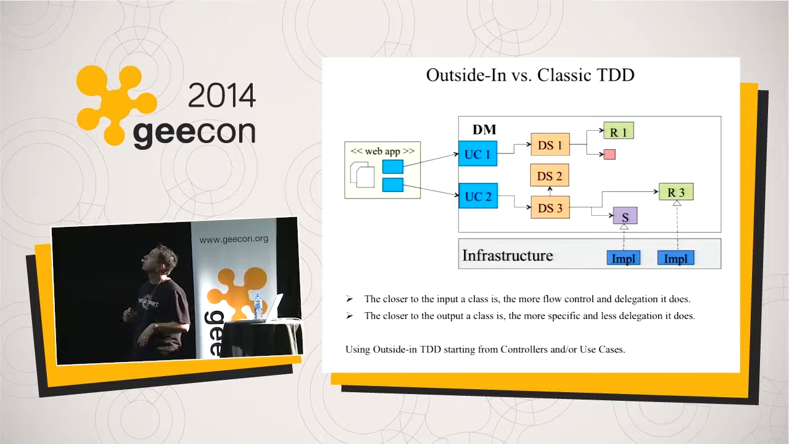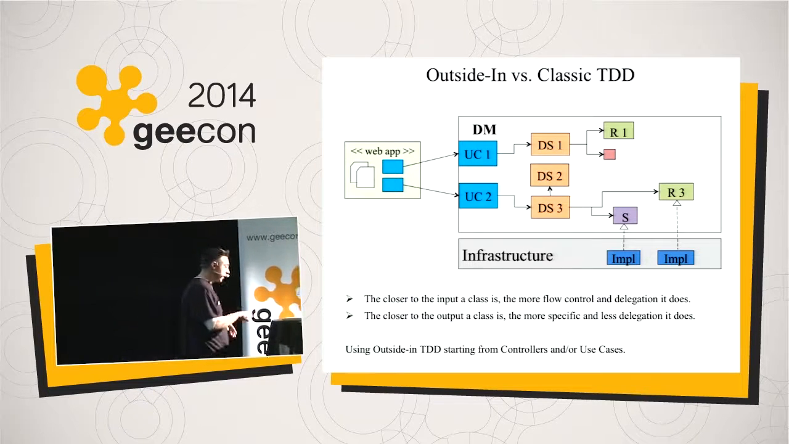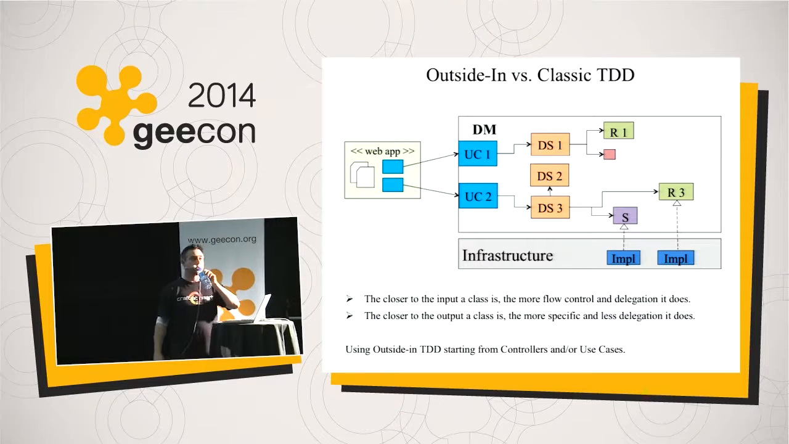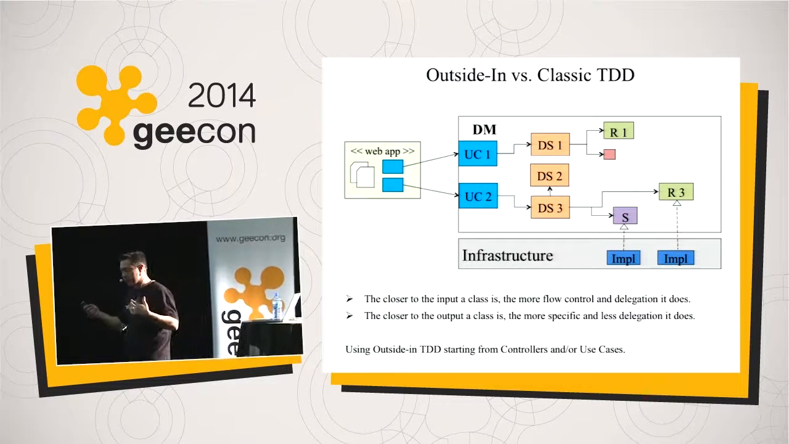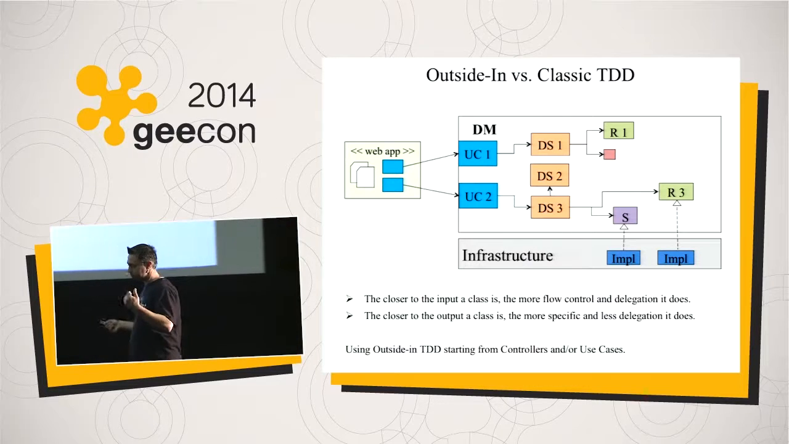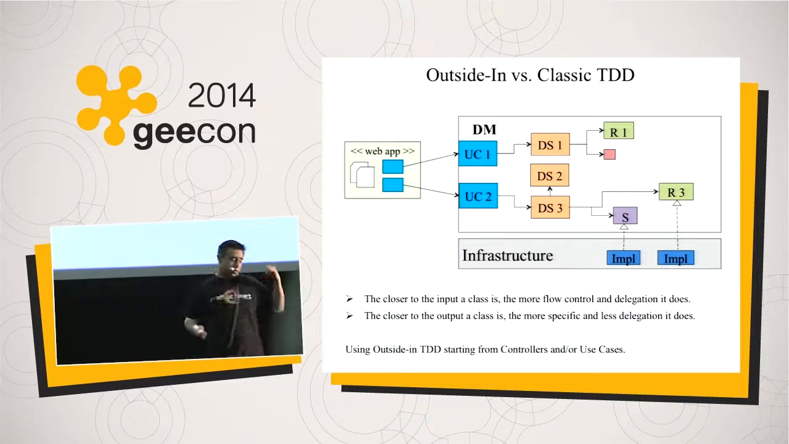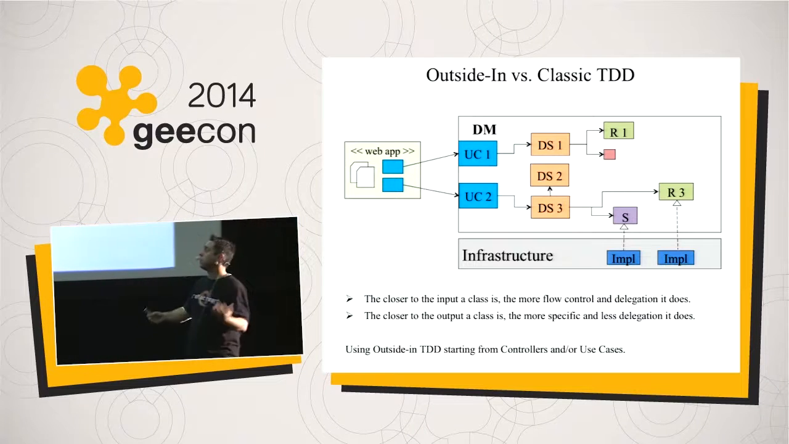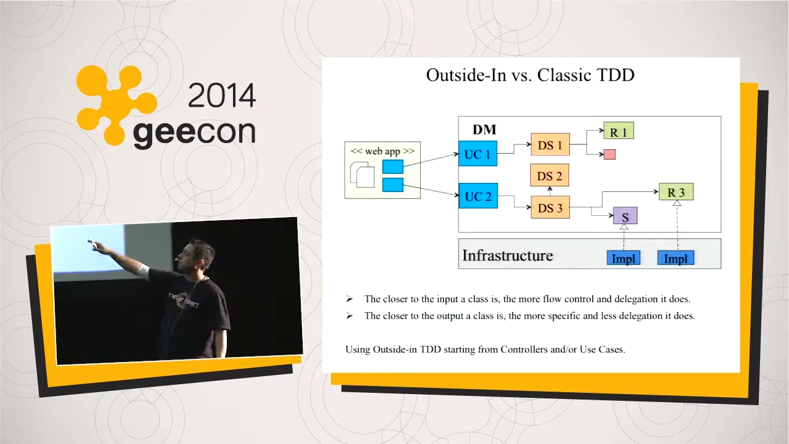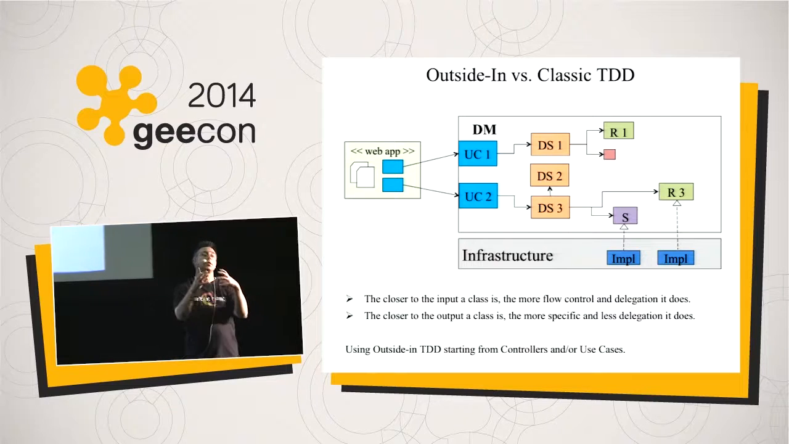Outside-in versus classic TDD, there is a huge debate of what it is. Which one is better, which one is worse, blah, blah. Some people said TDD is dead. I don't mind. The ones that are closer to the left, I use outside-in. I always normally do outside-in. The ones that are close to the right, I use classical TDD. It doesn't really matter. But the important thing is the responsibility of each class.